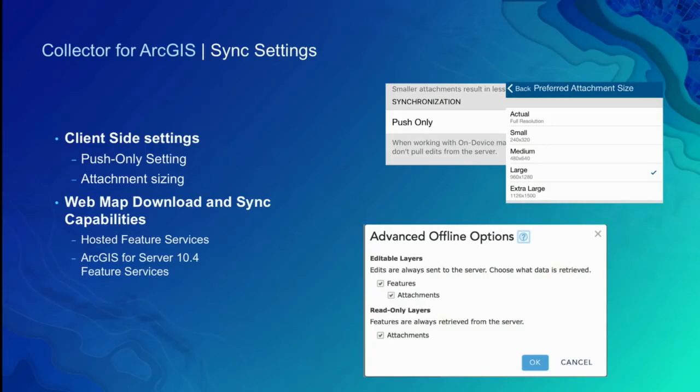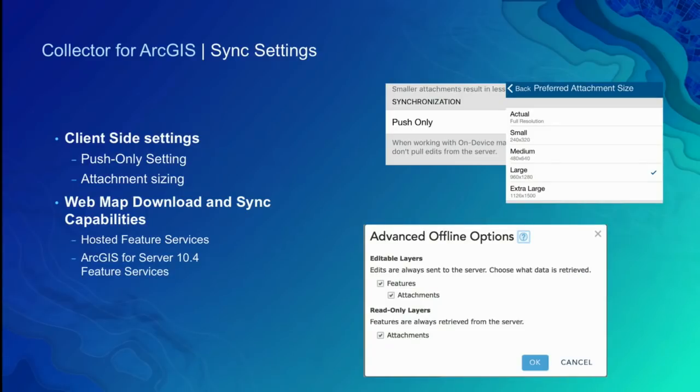Right. So in addition to that, on the web map, there's also some advanced offline options for the configuration. So for example, maybe I only want to get the schema down because I've got new people out there that are collecting. They don't need any data. They just need the schema to collect data. That's an option.